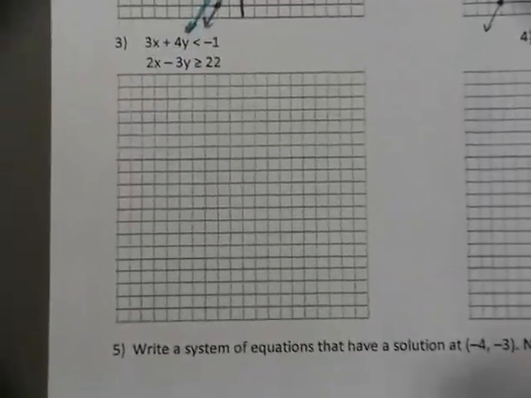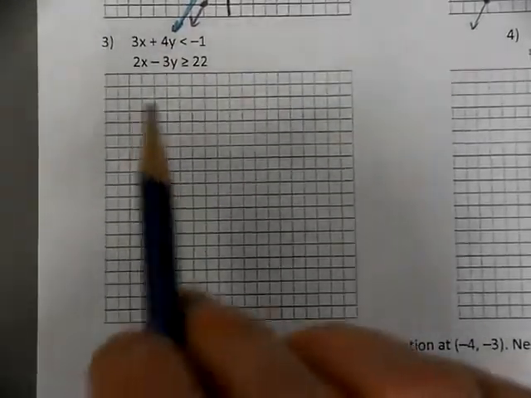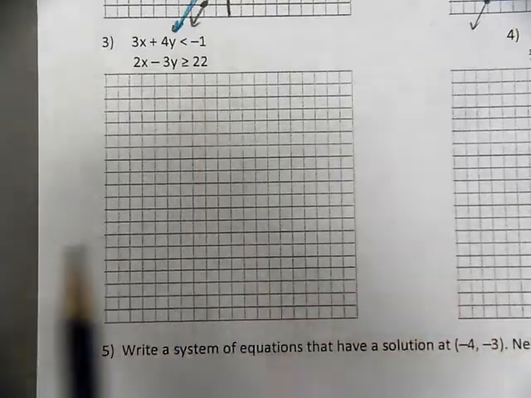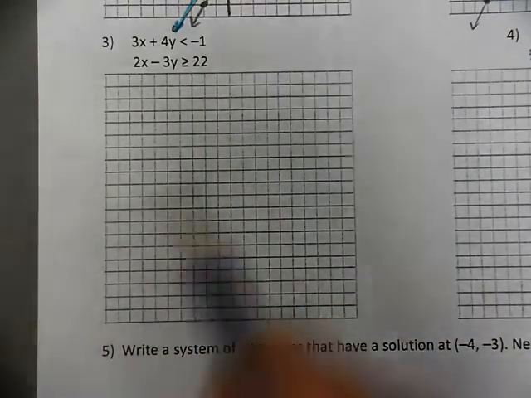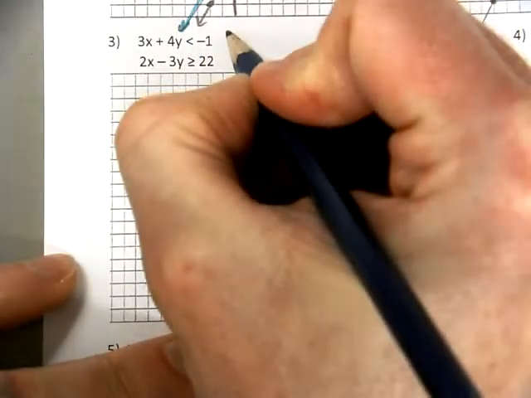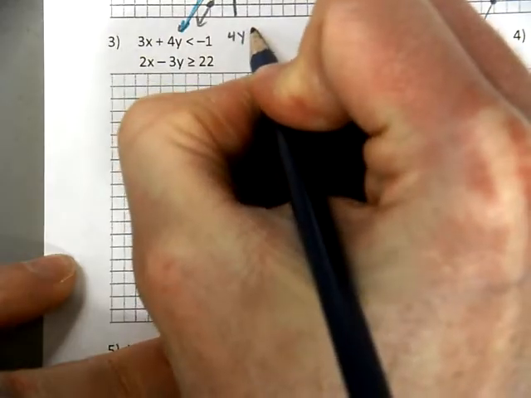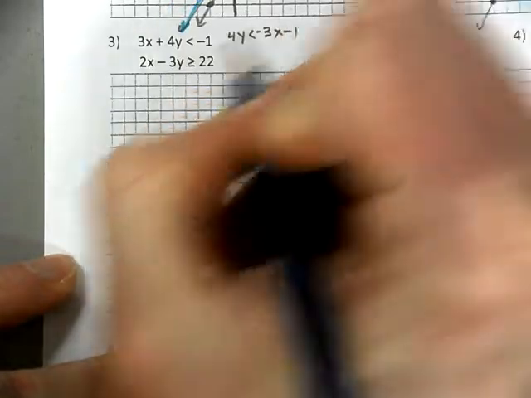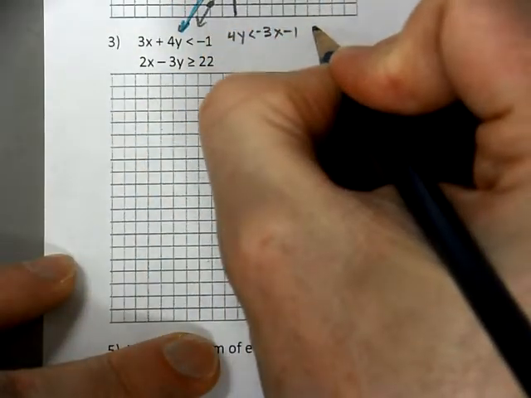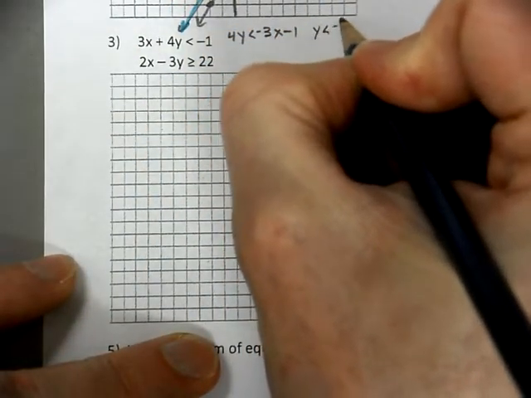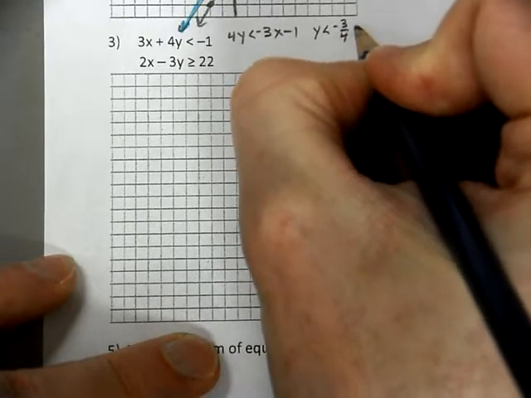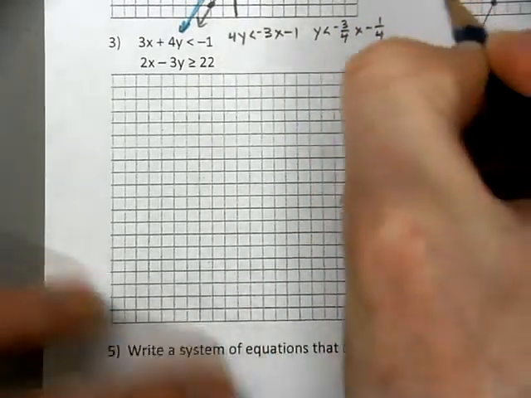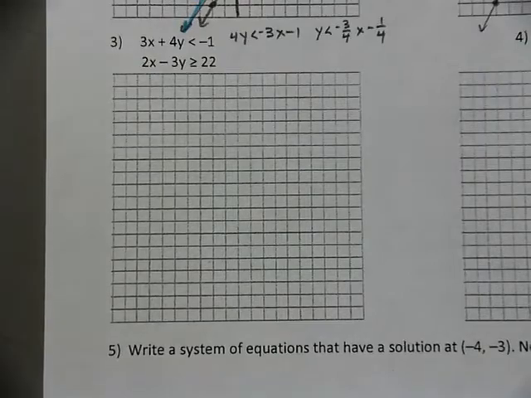Okay, we're going to look at our next system of equations. This one is a system of inequalities. Well, we're going to work it out the same way. We're going to take our 4y, subtract over our 3x, still has the minus 1. We're going to divide by the 4, and that gives us a y-intercept that's kind of difficult to work with.